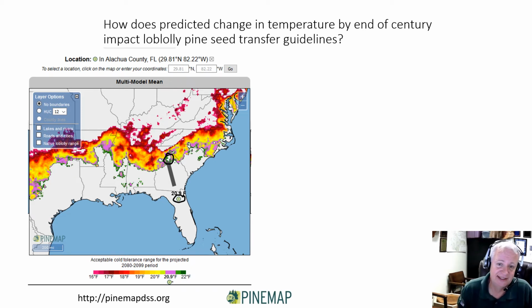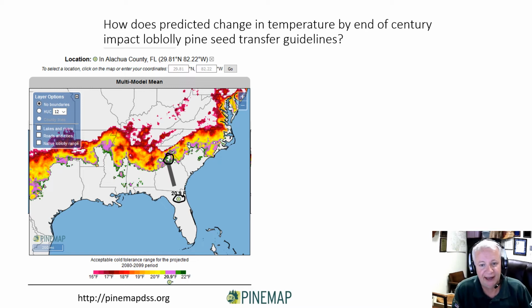The other thing that this tells me is it's just a reminder that things will not be the same in the future as they are now, and that we need to keep up with this kind of research if we're going to be doing adaptive management and moving genetics around on the landscape. The other thing that this tells me is that it makes me worry a little bit about seed transfer and assisted migration for non-commercial species.